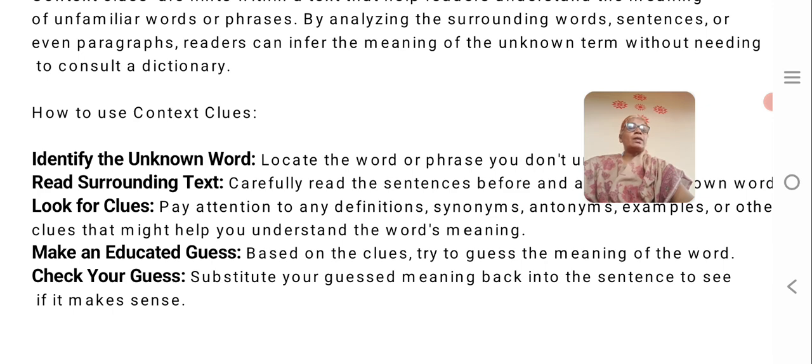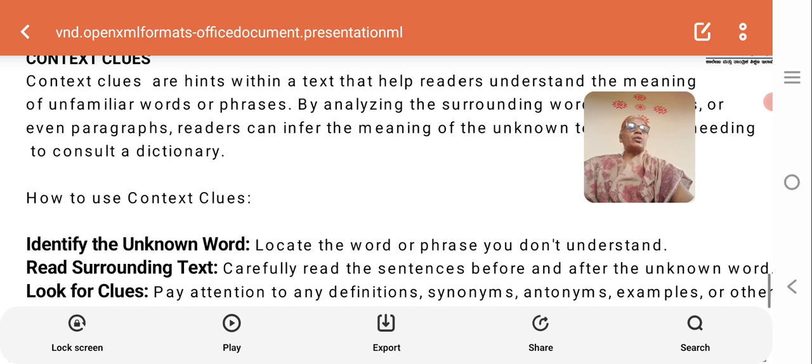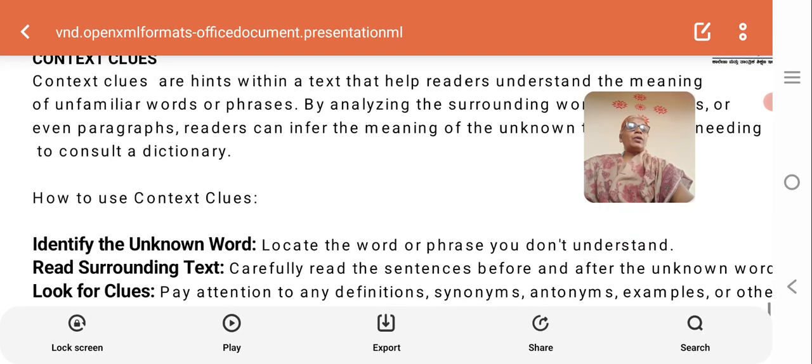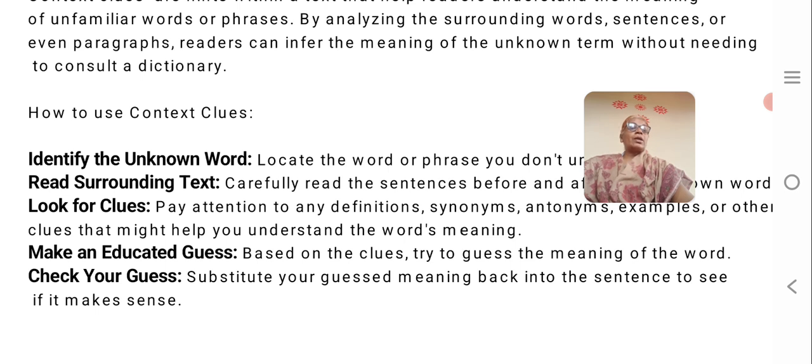Here are some examples. Identify the unknown word. Locate the word or phrase which you don't understand. Then carefully read the sentence before and after the unknown word. Look for clues. Pay attention to any definitions, synonyms, antonyms, examples, or other clues that help you to understand the word meaning. Make an educated guess. Based on the clues, try to guess the meaning of the word. Check your guess. Substitute your guessed meaning back into the sentence to see if it makes sense.